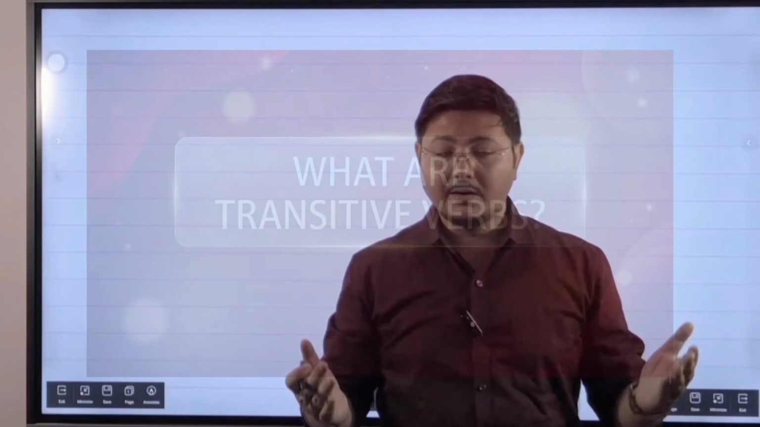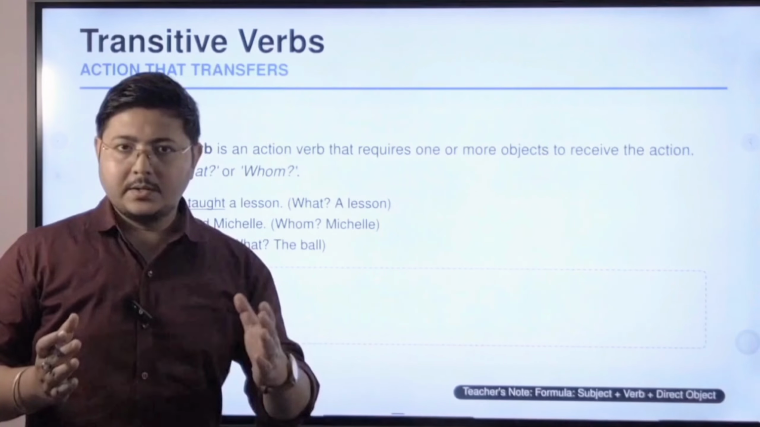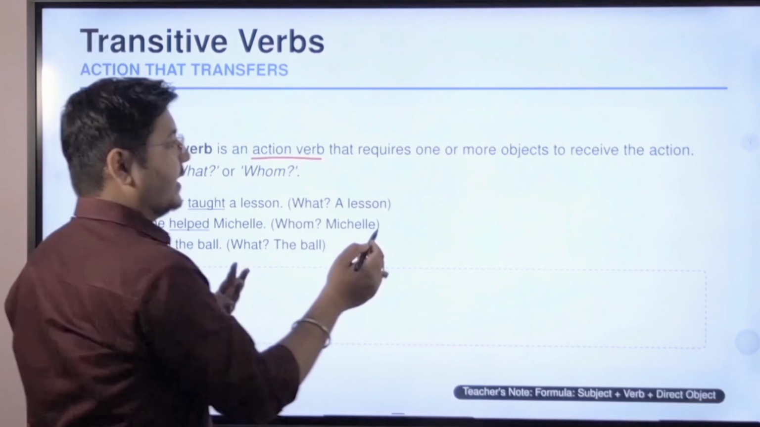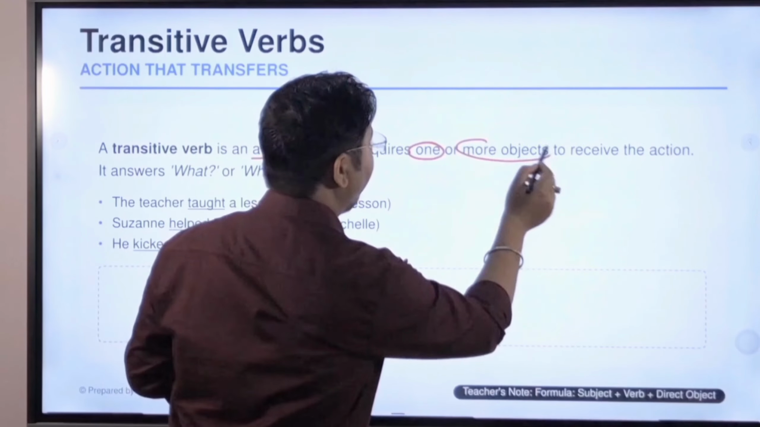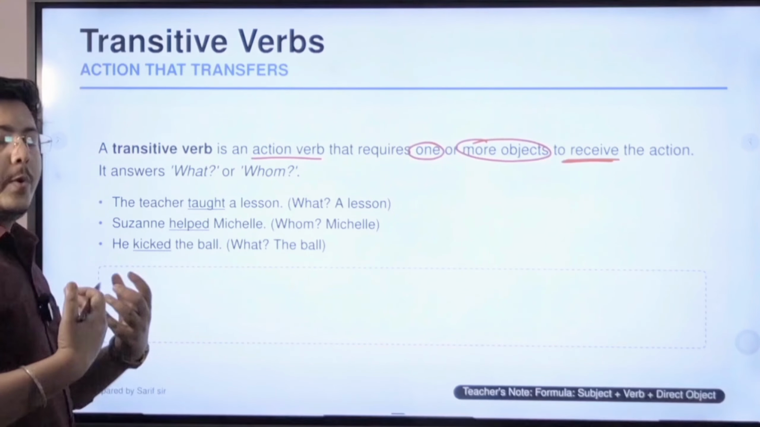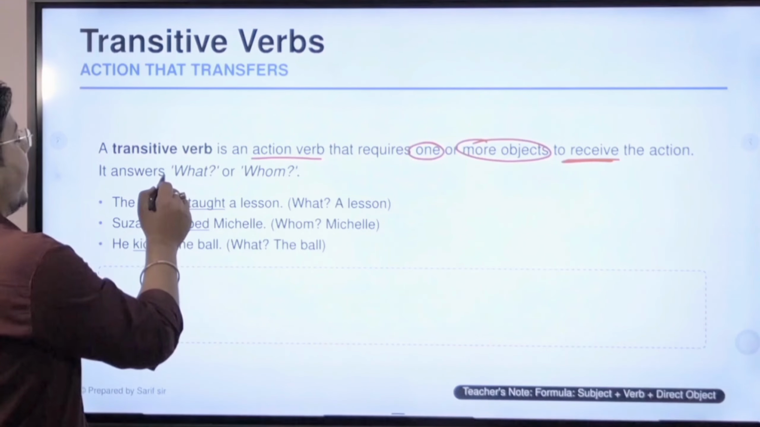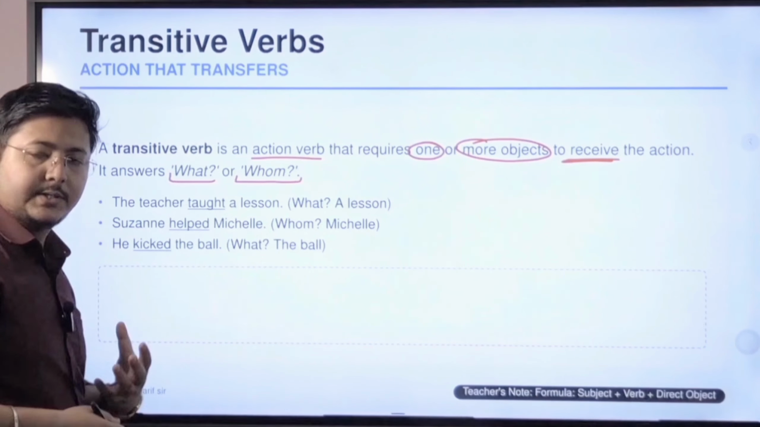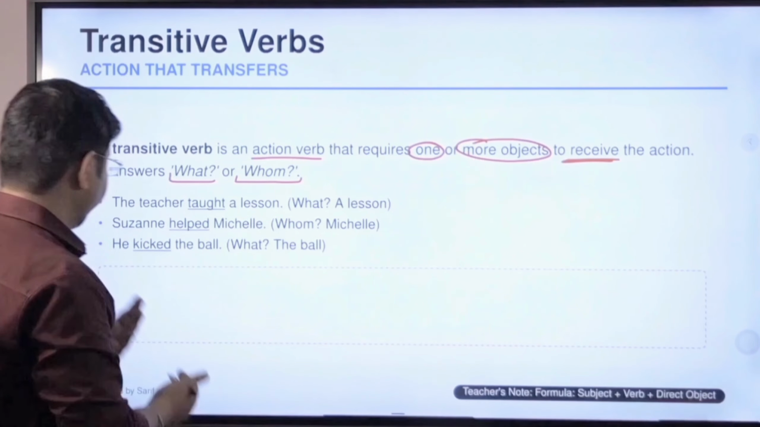So what are transitive verbs? Well, a transitive verb is an action verb that requires one or more objects to receive the action of the verb, and the objects will be found by asking the questions what or whom. Let us go through the examples to understand what I'm talking about.